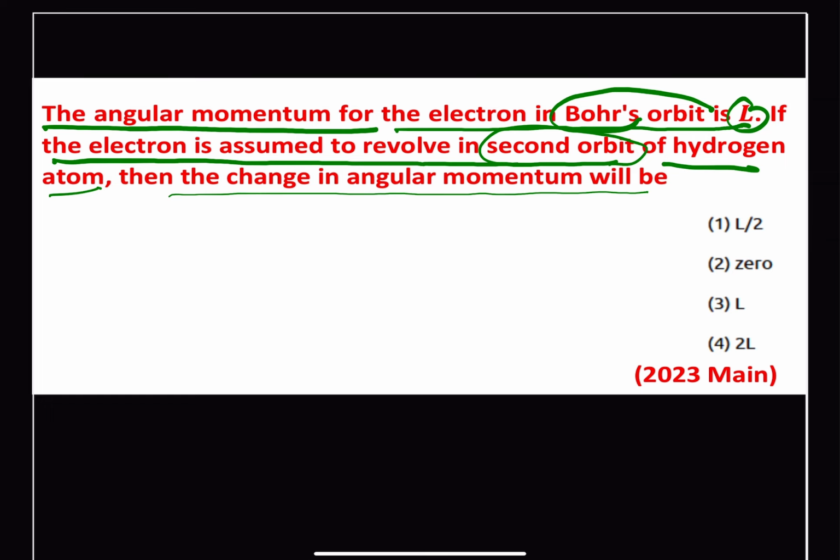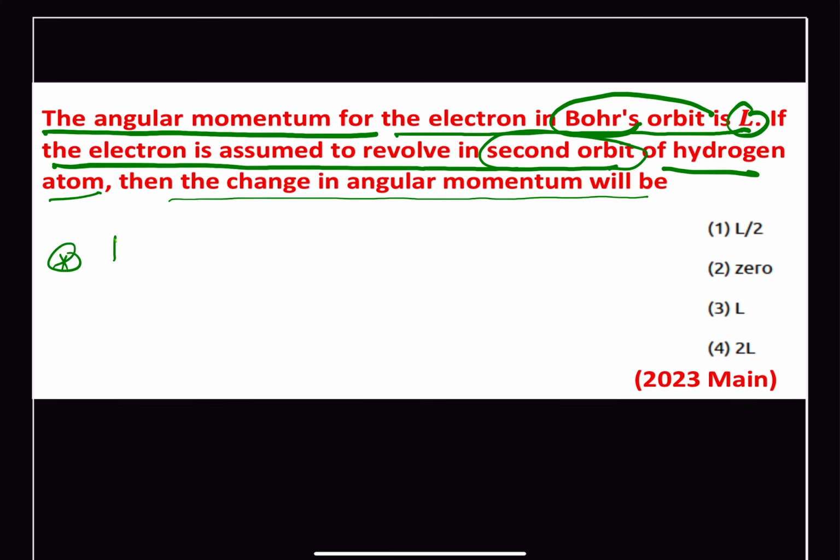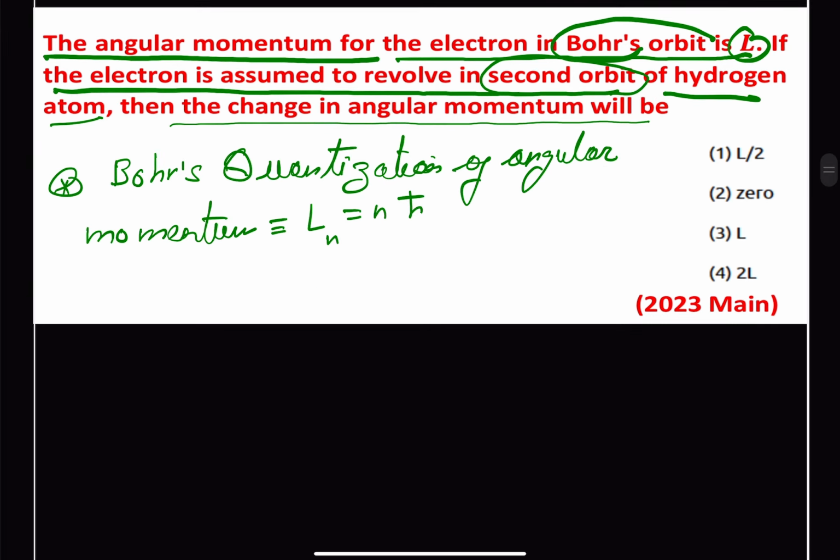And for that, we can use the standard formula for Bohr's quantization of angular momentum, which gives us the angular momentum in the nth orbit is equal to n times h bar. This is sometimes also called the reduced Planck's constant, and it is equal to h upon 2 pi.